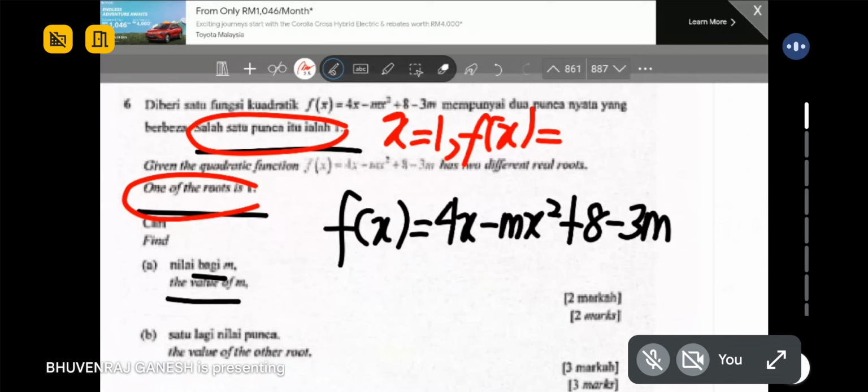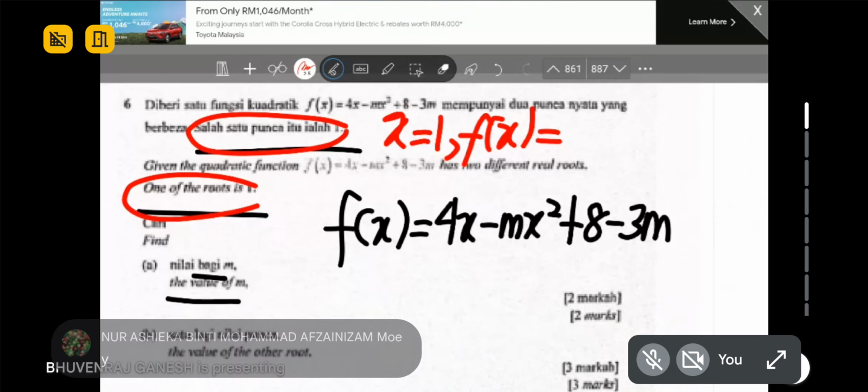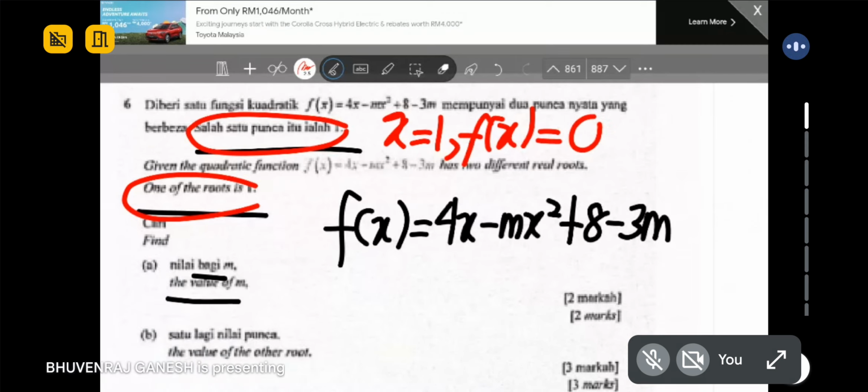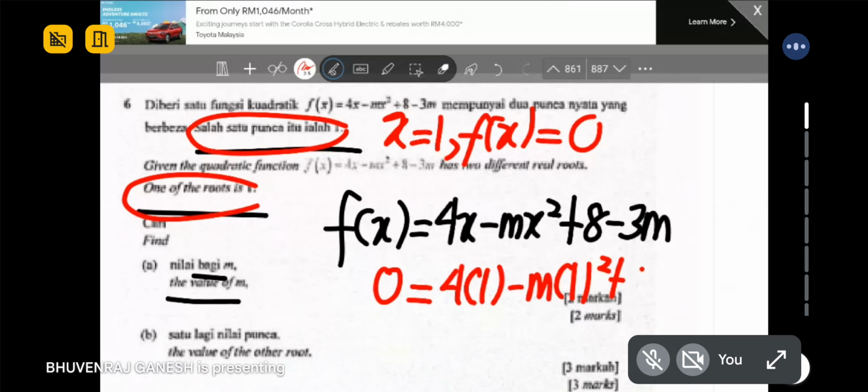Anyone? Come on. What is your f(x) value? Talking about roots, guys. Saya nak nilai dia, guys. I want the value. Yes, of course 0, guys. Okay, when you talk about roots, remember y is equal to 0. Okay, kalau punca, nilai y kena sama dengan kosong. Okay, sebab dia di atas paksi x. Faham? It's on the x-axis, so y equals 0. Okay, so you substitute 0 equal to 4 times 1 minus m times 1 square plus 8 minus 3m.